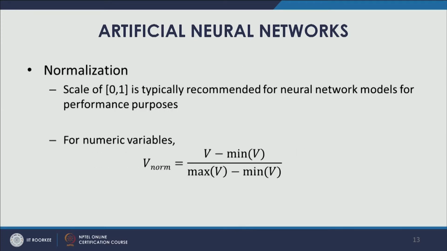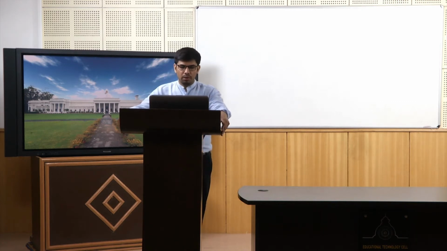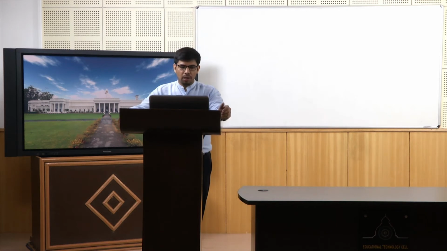Now let's move forward. We also talked in the previous lecture about normalization. We talked about how a scale of 0 to 1 is typically recommended for neural network models for performance purposes. Neural network models converge quite quickly when the 0 to 1 scale is used, and the performance is also improved.